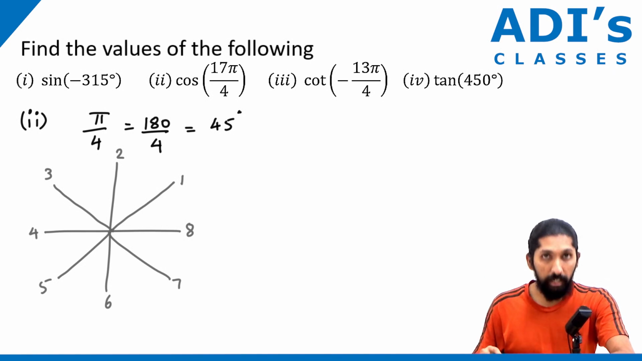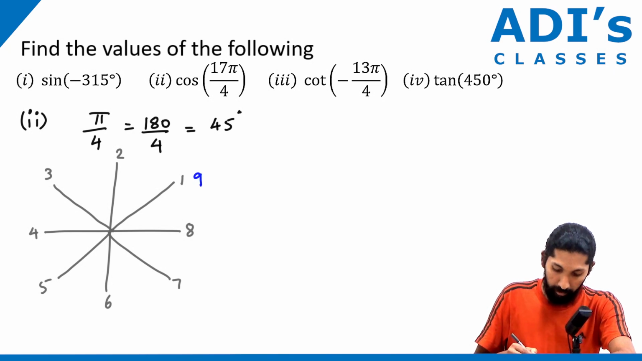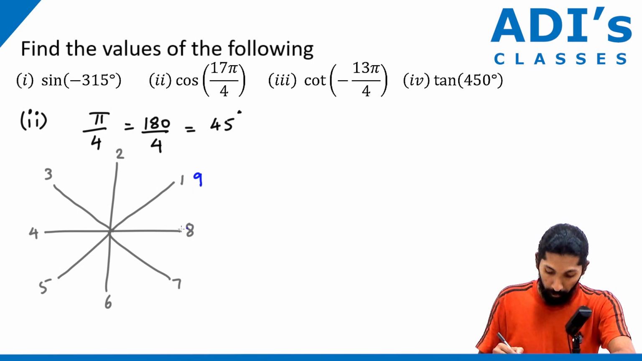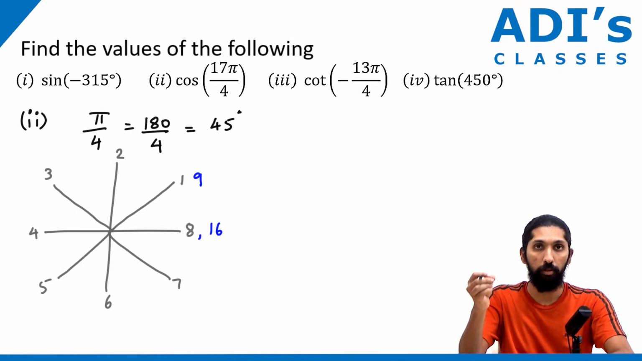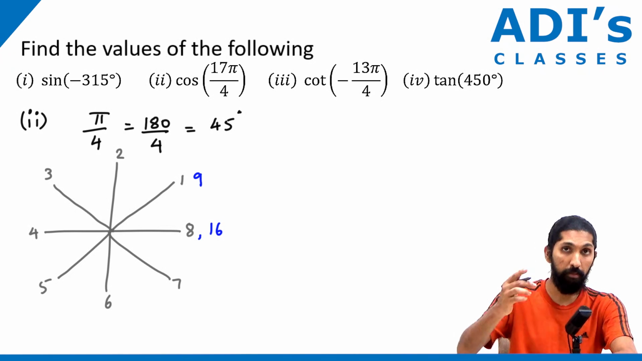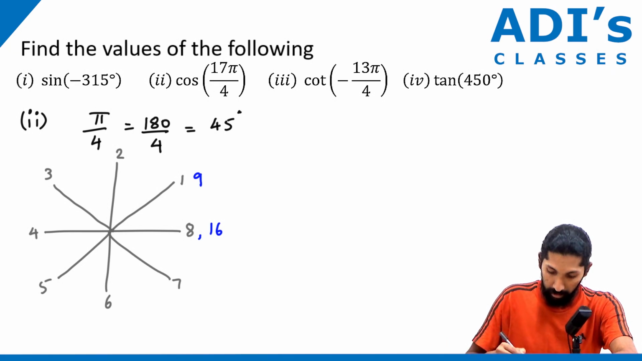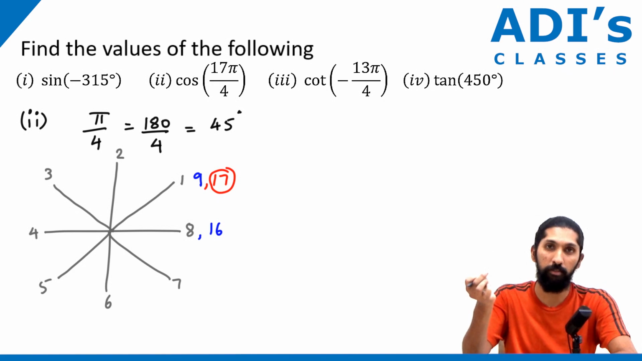Here we have 17 pi by 4. That means the next is going to be 9, 10, 11, and so forth, 12, 13, 14, 15, 16. So 16 pi by 4 is the same as 0. Correct? So 17 pi by 4 is going to be the next case, which is the third case here. Now, we can't do this everywhere, isn't it? It's not possible. So there should be a mathematical way.